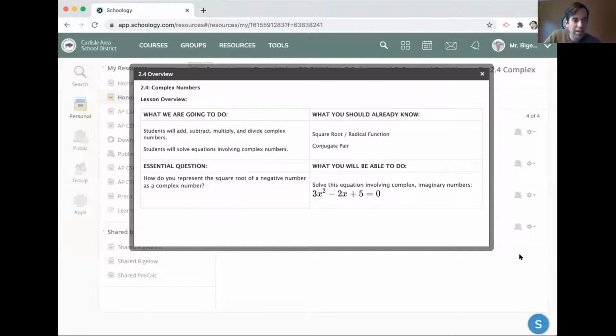Today's essential question is, how do you represent the square root of a negative number as a complex number? And you'll be able to solve an equation like this that doesn't factor nicely and has non-real zeros, and find a way to represent what those are using complex numbers.